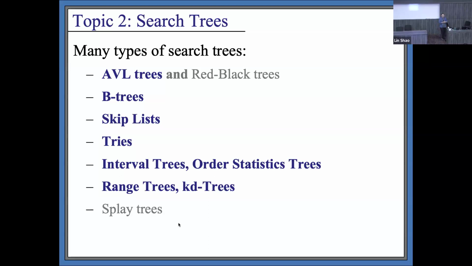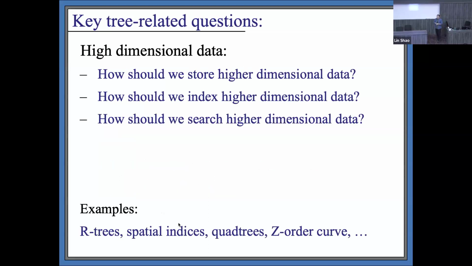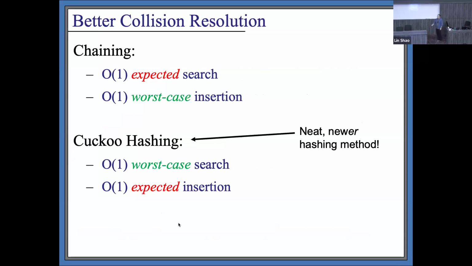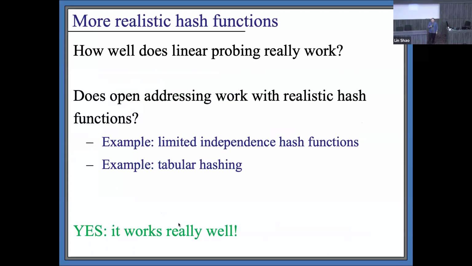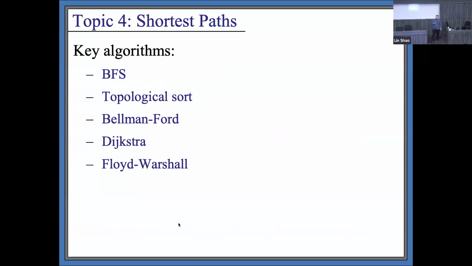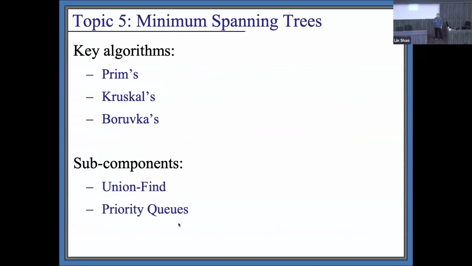We're also talking about searching trees. And one of the key problems in tree related questions would be how we're going to store, index, or search with high dimensional data. So that is also important. We're also talking about hash tables, where we probably want to come up with better collision solutions or more realistic hash functions, right? And we're also talking about shortest path and also minimum spanning trees.